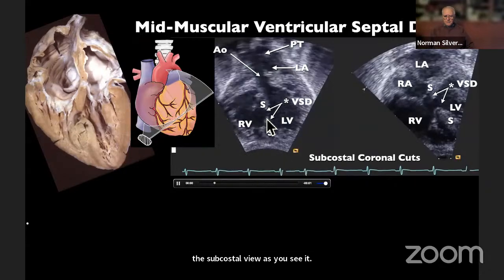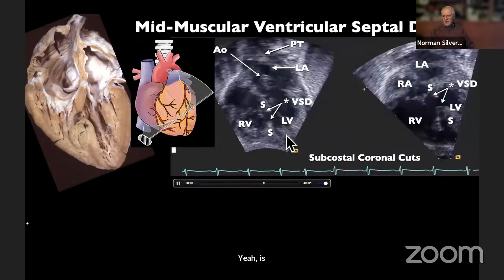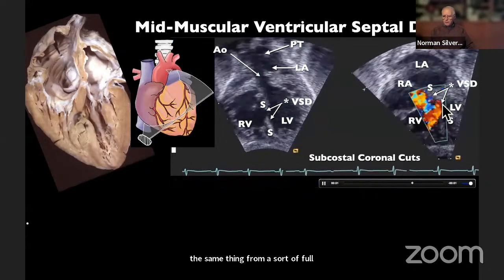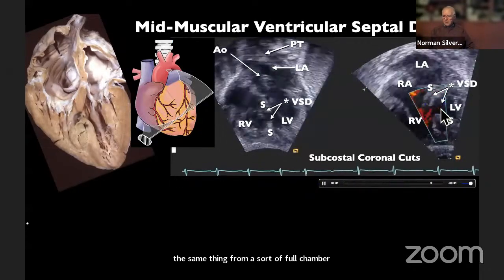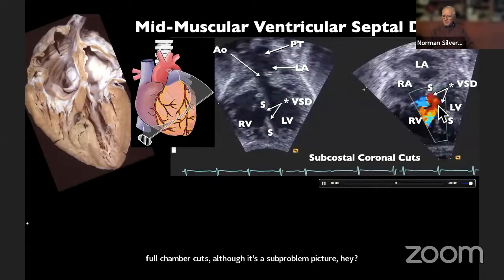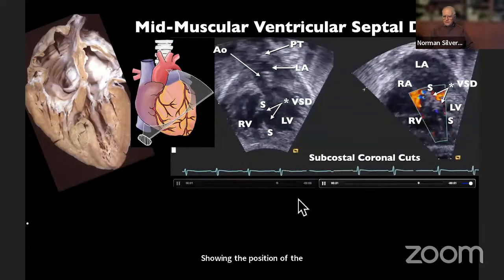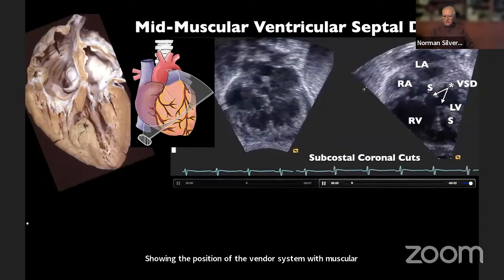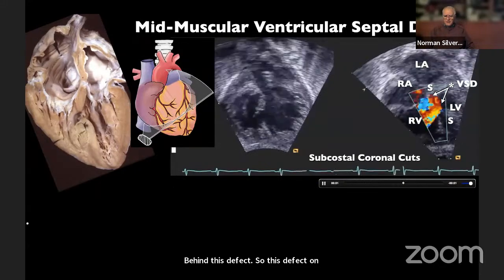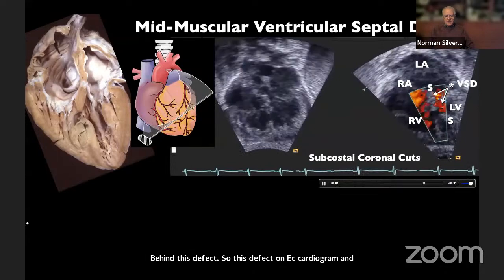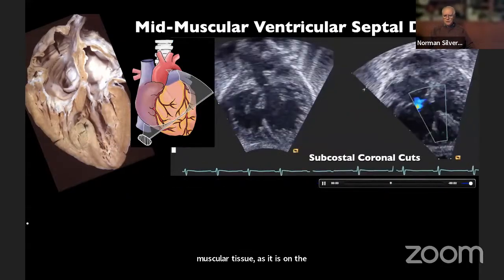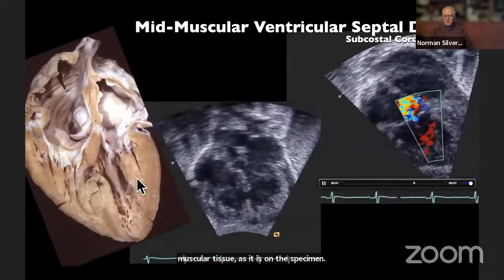There's the perimembranous VSD. And here's the same thing from a more 4-chamber cut, although it's a subcostal picture, showing the position of the membranous septum with muscular inlet septum behind this defect. So this defect on echocardiogram in this particular plane is entirely surrounded by muscular tissue, as it is on the specimen. So this is therefore a muscular ventricular septal defect.